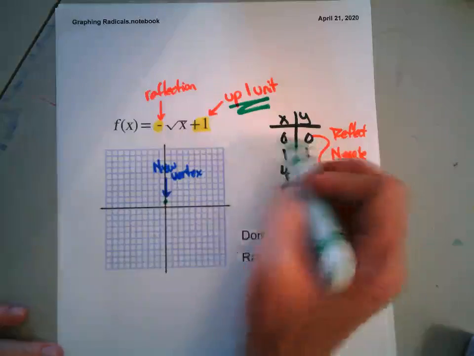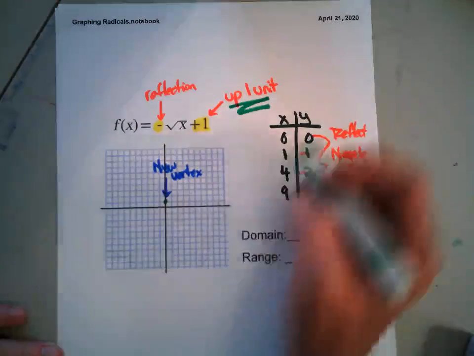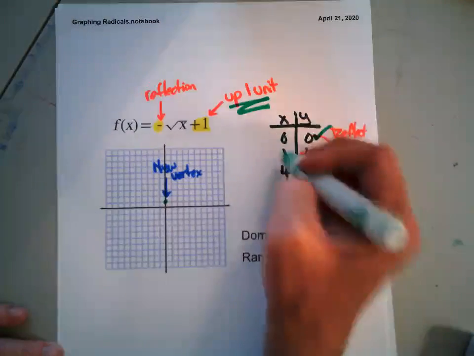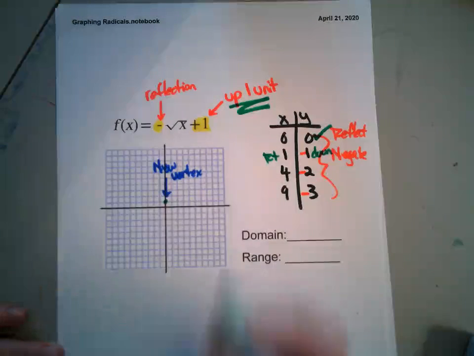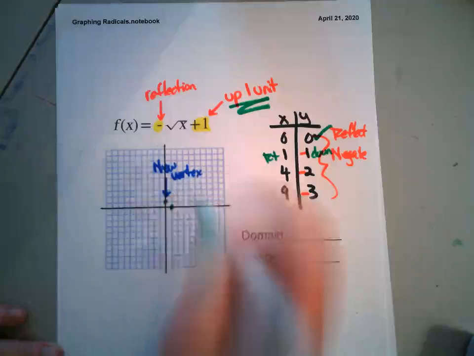So 0, 0, that point is the point that's already graphed. That's done. So here we will go right 1, and we're going to go down 1 unit. So right 1, down 1.